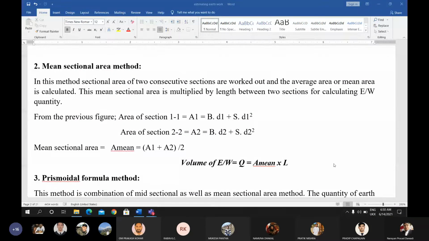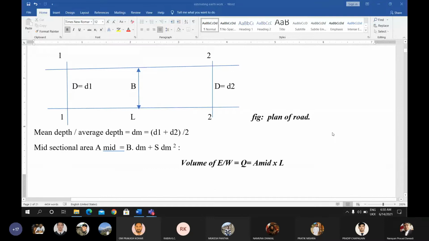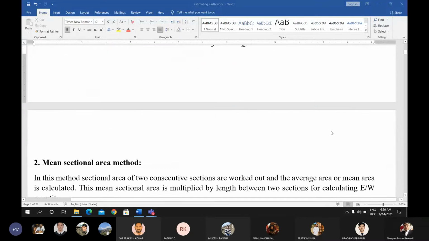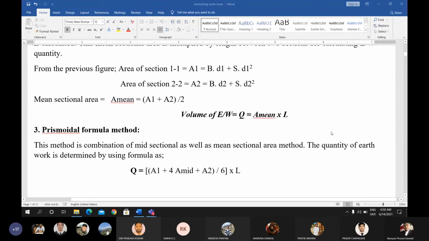Okay. Now let us move to the third method. This is the second method, and the third method uses the Prismoidal formula. As you know, the Prismoidal formula method is a combination of both the mid-section and the mean section area methods.